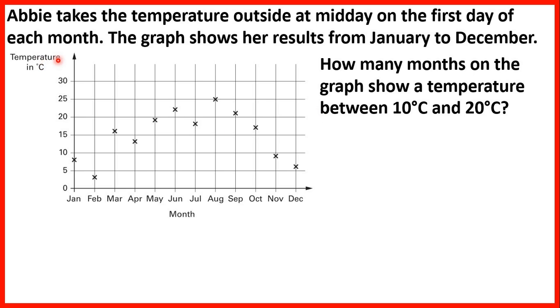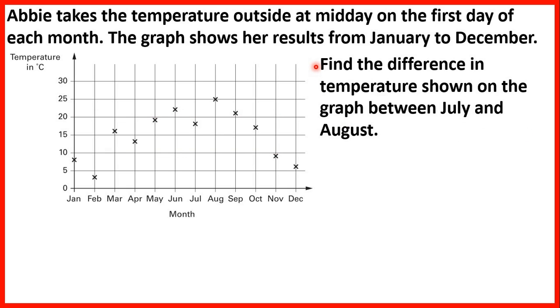So we have the temperature labelled on the side, so we can draw a line across 10 degrees and a line across from 20 degrees. And we want the months that are between these temperatures, and we can see that we have 1, 2, 3, 4, 5 crosses between our lines, so that's 5 months.